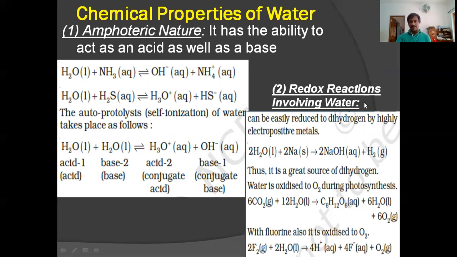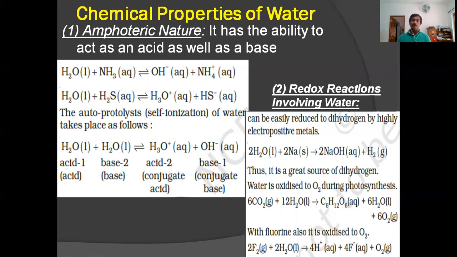Second one, redox reactions involving water. Water can act as an oxidizing agent. Also, water can act as a reducing agent. Water can be easily reduced to dihydrogen by highly electropositive metals. 2H2O plus 2Na gives 2NaOH plus H2. Sodium can liberate hydrogen from water, potassium can liberate too. Thus, it is a great source of hydrogen. We can prepare hydrogen from water using these highly active metals.